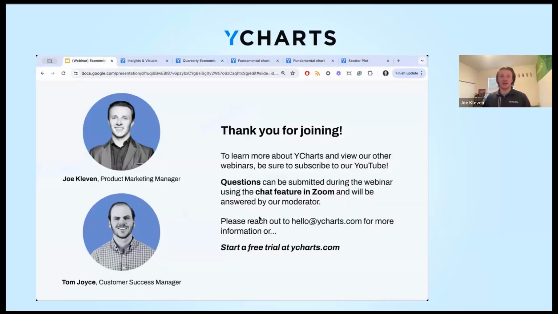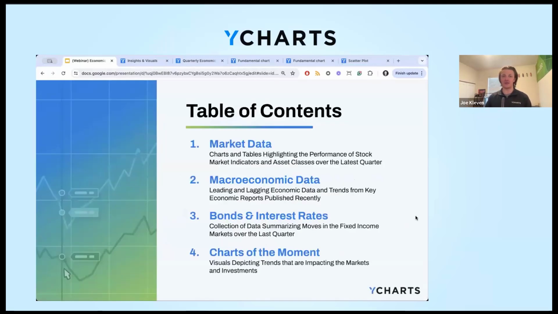Nearly all of the data that we're covering today was published by various private and government agencies, and data is as of the end of Q1, which is March 31st, 2024, or in some cases, the latest available data as of that date.